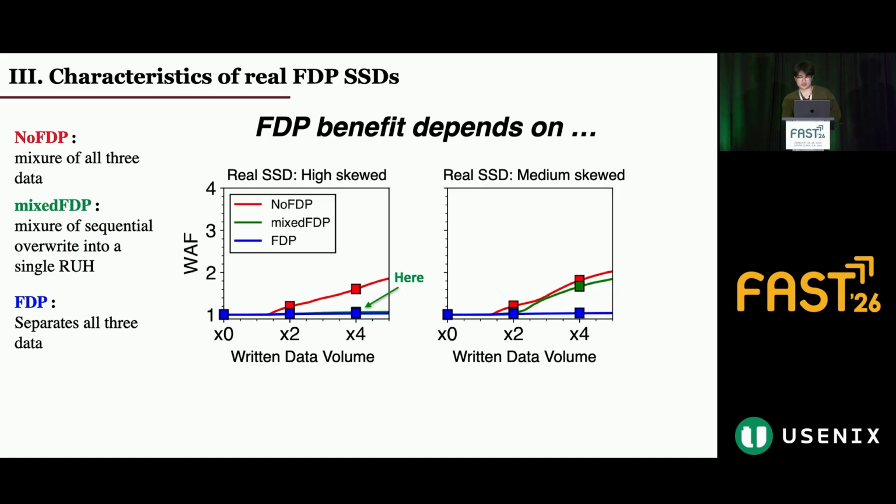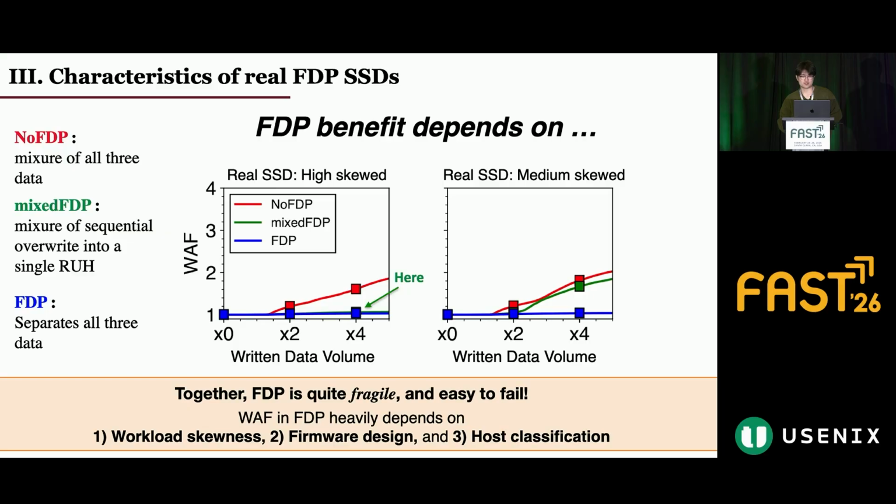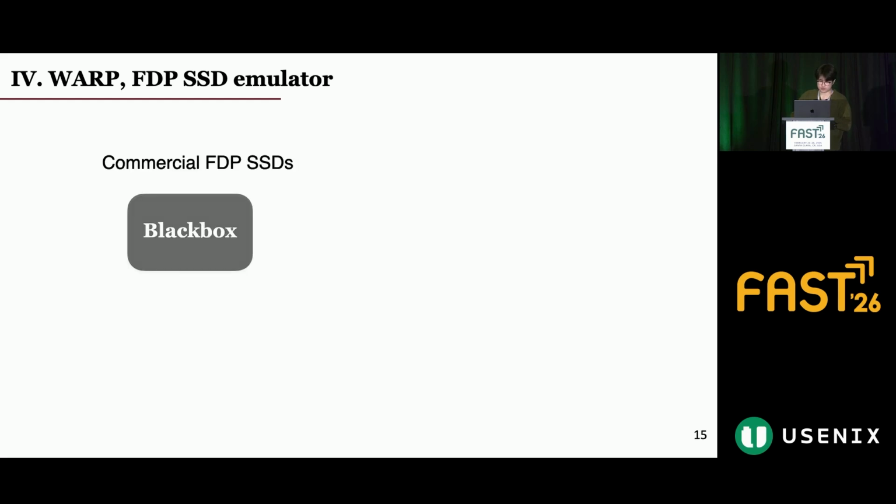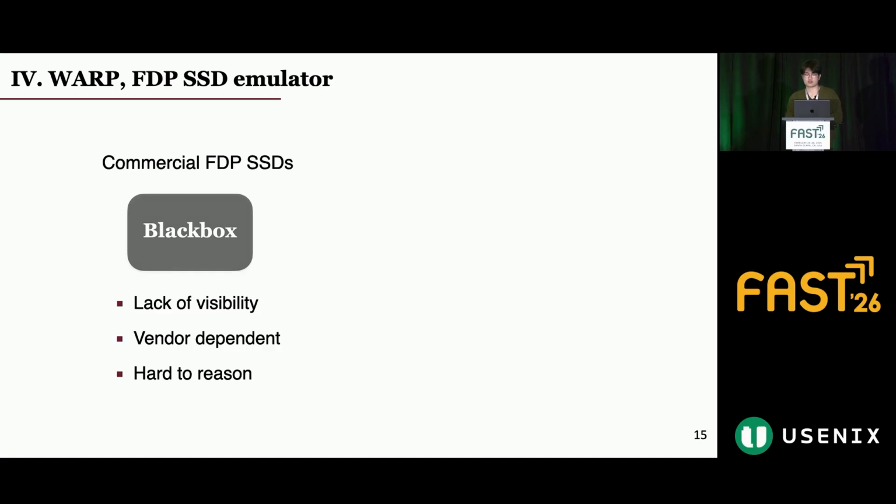The takeaway here is FDP is quite fragile and easy to fail. Often FDP heavily depends on, first, workload skewness; second, firmware design; and third, the quality of the host classification. So when we're working with commercial SSDs, we are essentially dealing with a black box, and there's a lack of visibility into what's happening internally. The behavior is also vendor dependent, meaning results can vary across different manufacturers. And ultimately, it's hard to reason about the performance characteristics and internal mechanism.